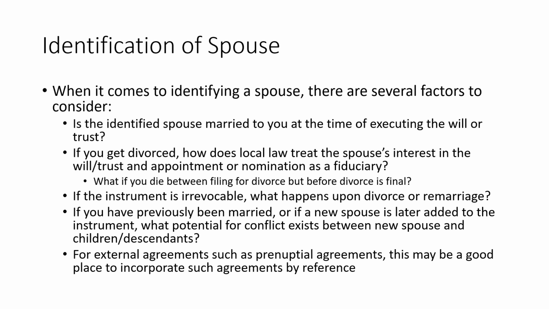Now, there's lots of issues that can arise here, and this is kind of top of the bell curve, but some of the factors are: one, is the spouse who you identify in the instrument actually married to you at the time that you execute the will or trust? If not, you need to draft around that and say, hey, it's my intent to marry this person in the future, but right now we're not.